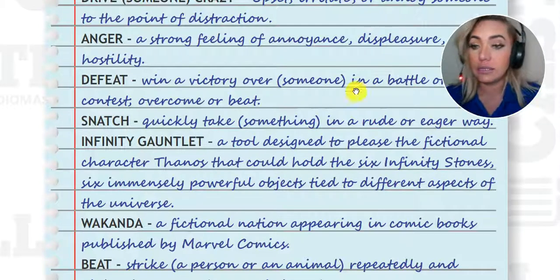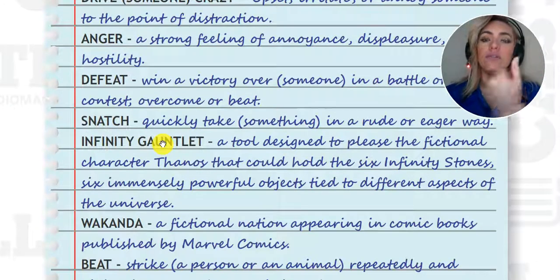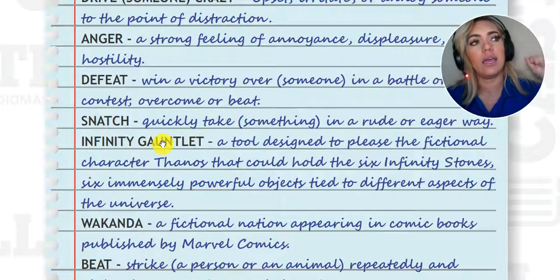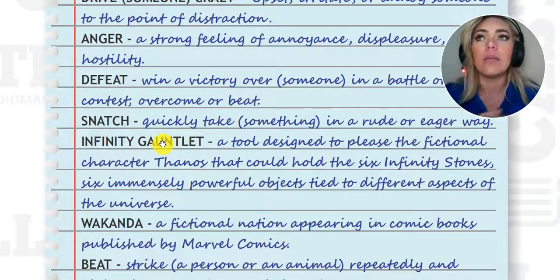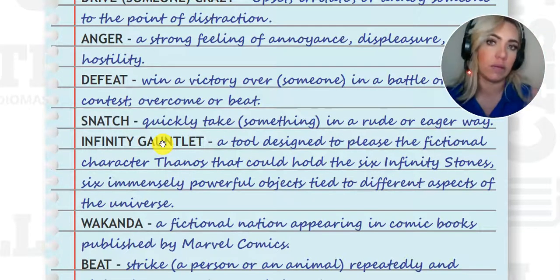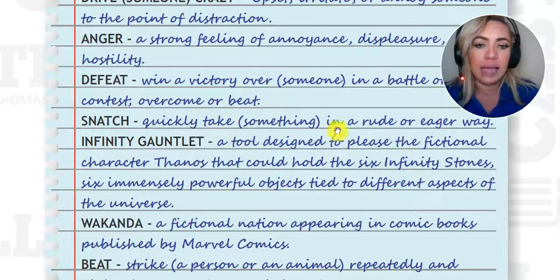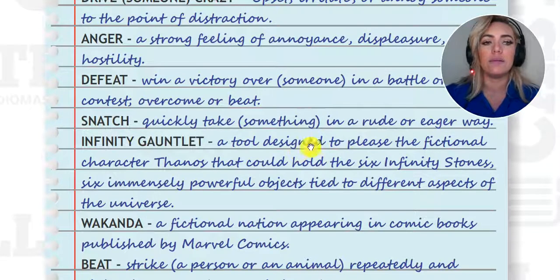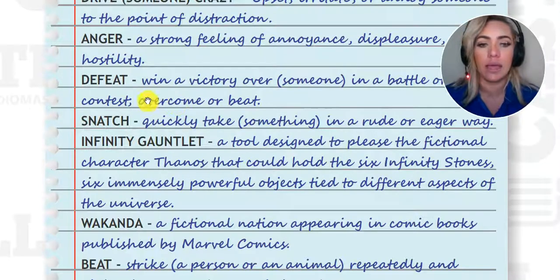They took this Infinite Gauntlet, okay, so Thanos couldn't use it. Thanos came from the past to the future, and they threw the gauntlet to Spider-Man, to Captain Marvel, and so on. So they were snatching, okay? So catch, snatch, pretty much the same. Quickly take something in a rude or eager way. Another translation for snatch, like, she's snatched, means like you became a target, okay?